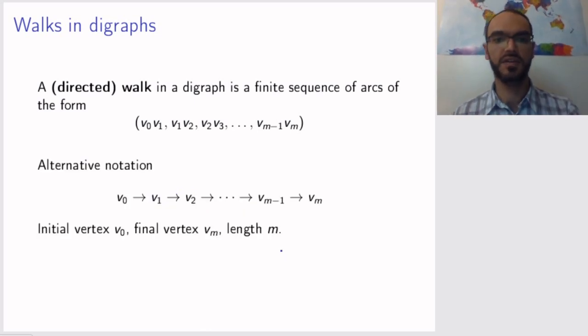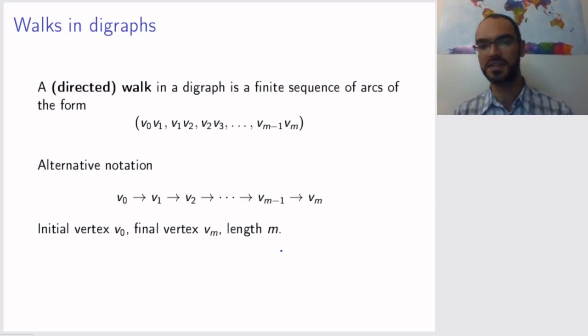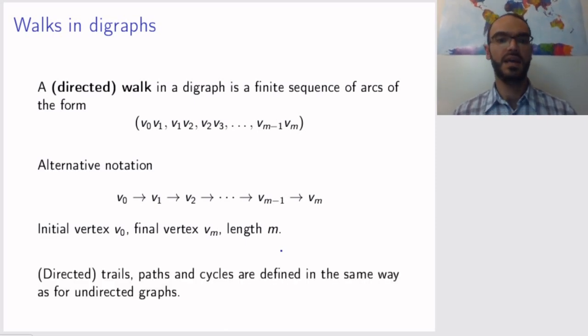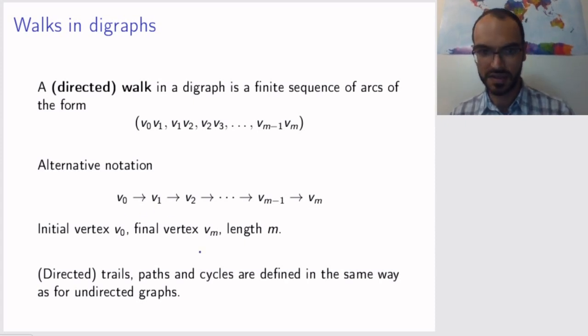And alternatively, you write it with arrows. You call V0 the initial vertex, Vm the final vertex, and the length of the walk is the number of steps. Exactly as in regular graphs, you can define directed trails, directed paths, and directed cycles. So let's look at an example.